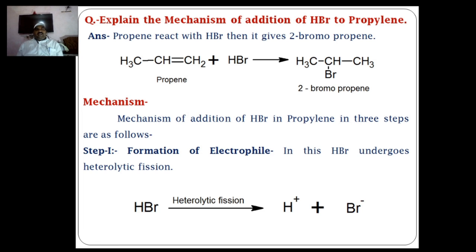Now, what is the mechanism of this reaction? Explain the mechanism of addition of HBr to propylene. Many times this question is asked in university examinations for 4 marks. Propene or propylene reacts with HBr and gives 2-bromopropane according to the Markovnikov rule. So CH3CH=CH2 reacts with HBr and gives CH3CHBrCH3, that means 2-bromopropane.